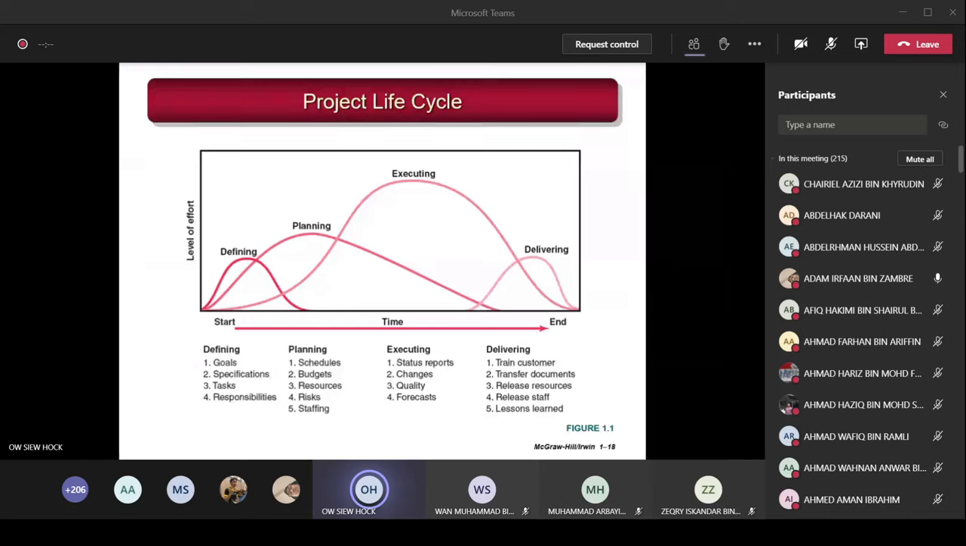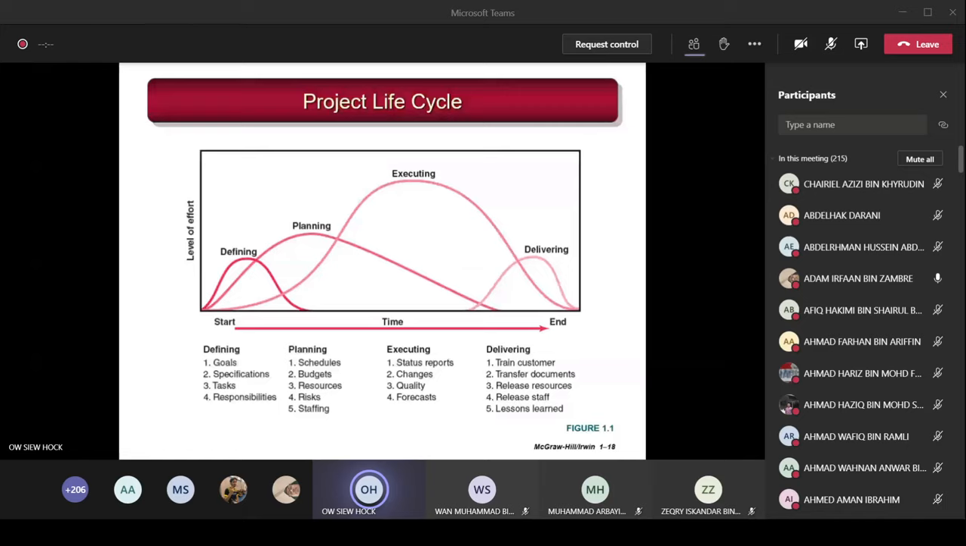Okay, so now you look at this project life cycle. When you carry out a project, you have different levels of effort you have to put in throughout the life cycle, with a starting time and an ending time. It covers the defining stage, planning, executing, and delivering. You're going to go through all this when you carry out the project.